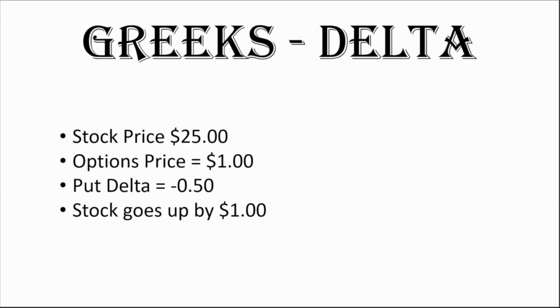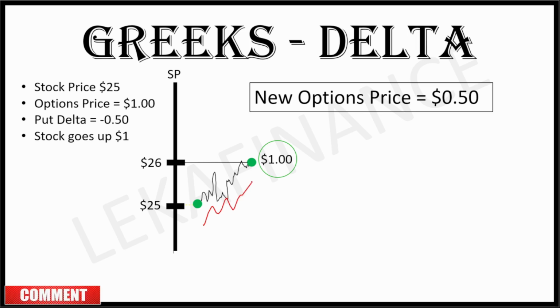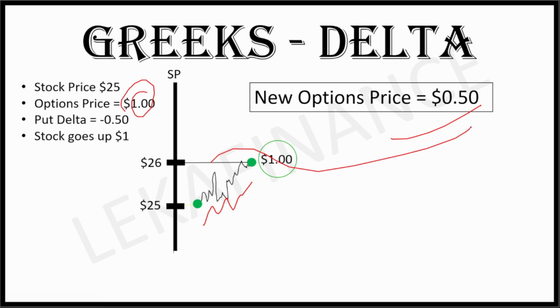Let's look now at a put contract example. Let's say that this trade has the following parameters. Stock price $25, put price at $1, the delta minus 0.5, and the stock goes up by $1. In this case, if the stock price goes up by $1, in theory, the price of the put option will go down by 50 cents. In this example, dropping from $1 all the way down to 50 cents.